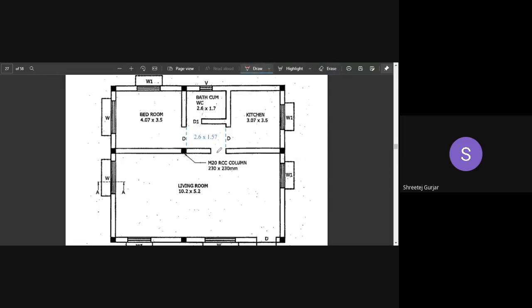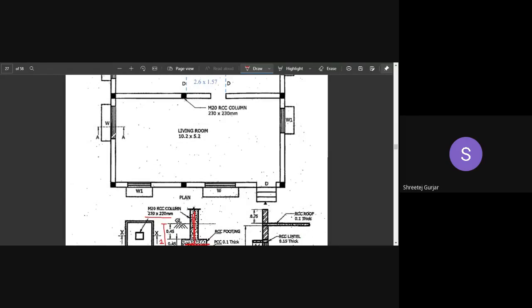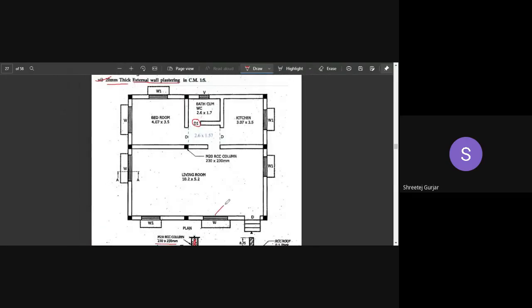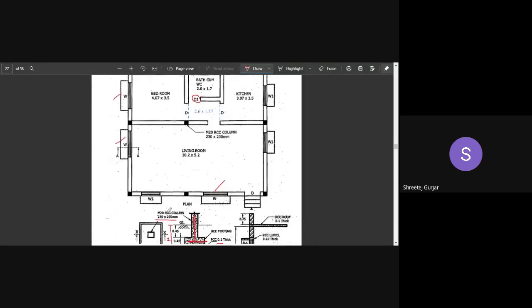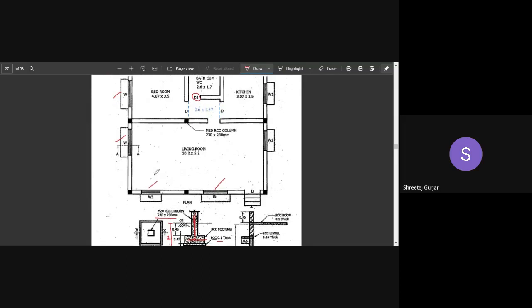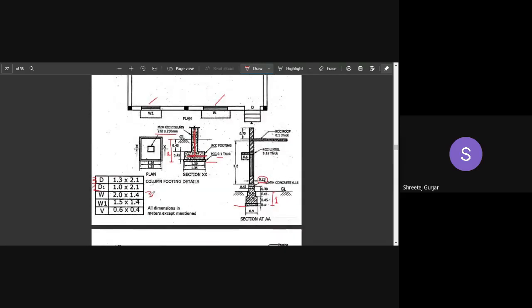So this is not a door. How many doors? D1, only one number of door D1. How many windows W? Let us look into it. This is one window, 2, 3, only 3 in number. And windows W1, which are smaller in size compared to W, are 1, 2, 3, and 4, so 4 in number.